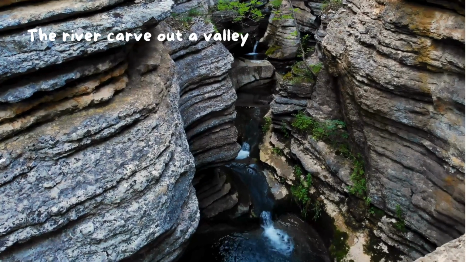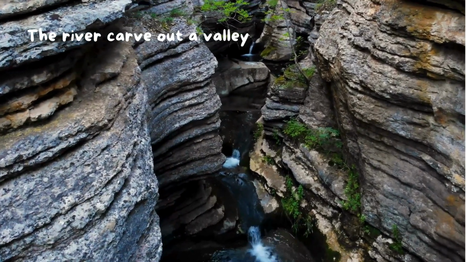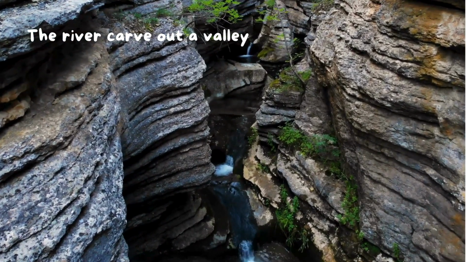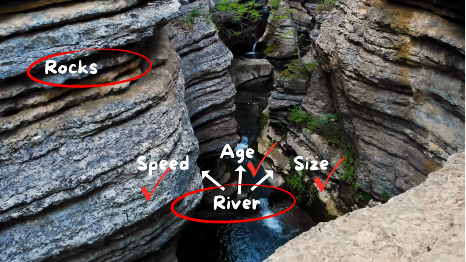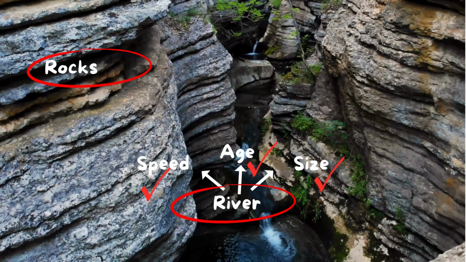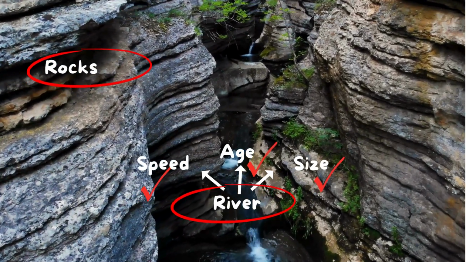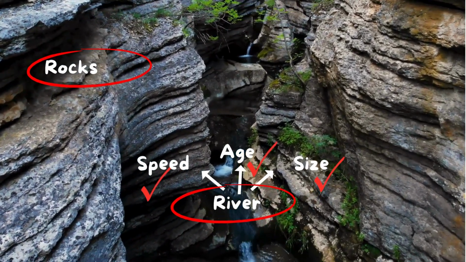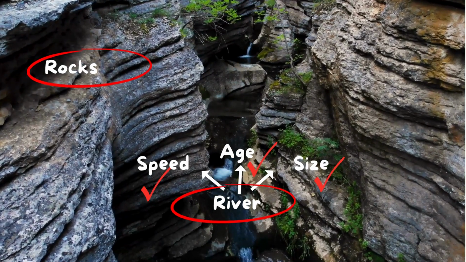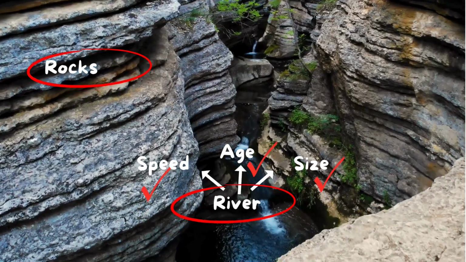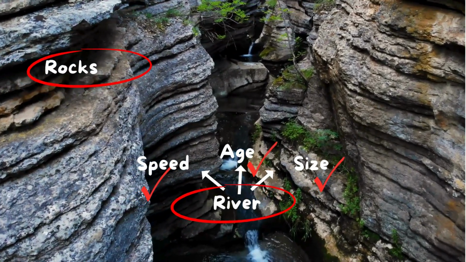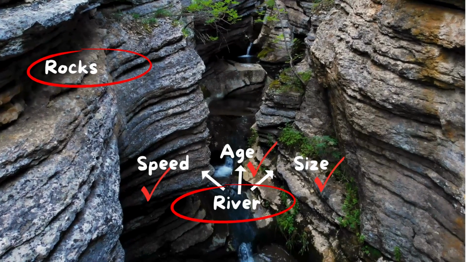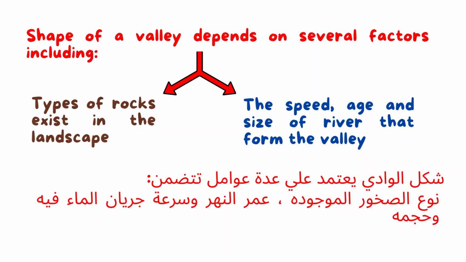So, can you describe this landscape? As you see here, rocks and a river. And you know that the river has size and speed, as the water flows fast in the river. And age, as in when this river formed. Those are the factors that the shape of the valley depends on.